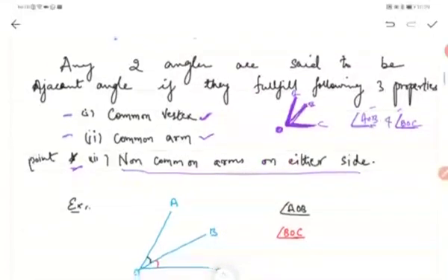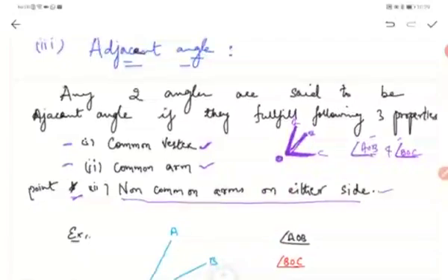So in the next class I will talk about this. For now, for two angles to be adjacent, the first point you need to fulfill is a common vertex, and the other is a common arm, like OB, which is the common arm for angle AOB and angle BOC. Okay, I think let's stop here for today.